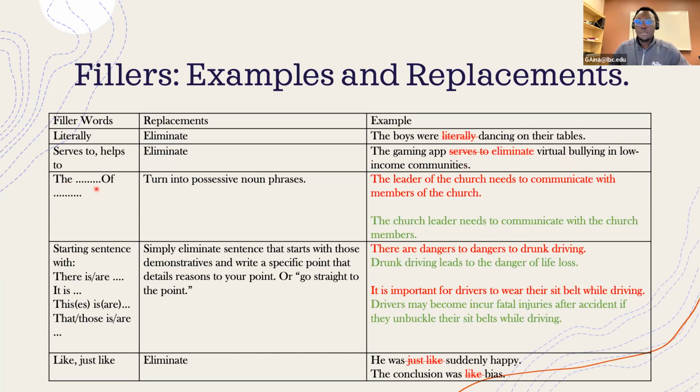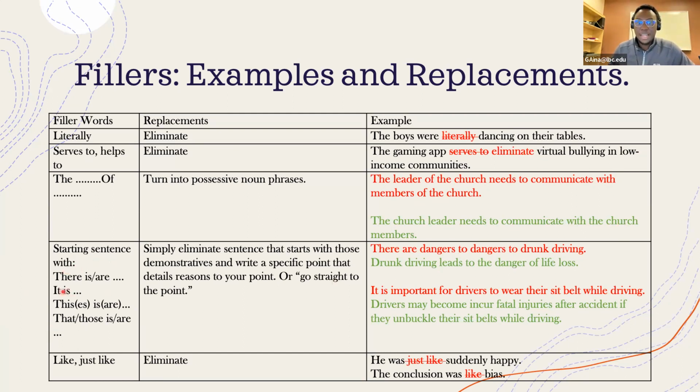Another one is the dash of dash, right? So just turn it into a possessive, and then I'll explain that. We can have a sentence like the leader of the church needs to communicate with the members of the church. That's just making your sentence long, right? So you can have the church leader needs to communicate with the church members. Instead of saying the leader of the church, you can just write the church leader, and instead of members of the church, just simply write church members.